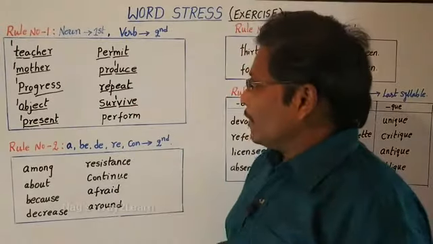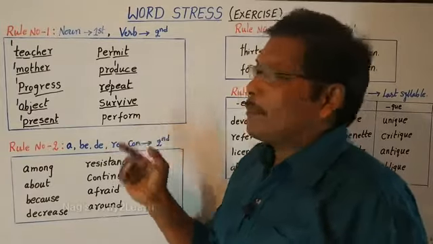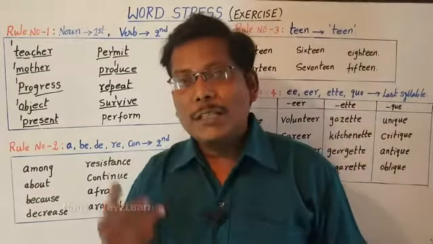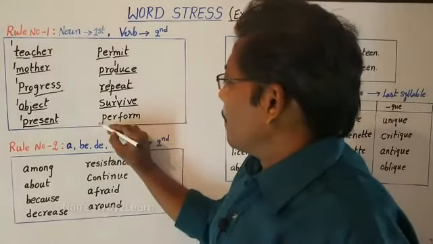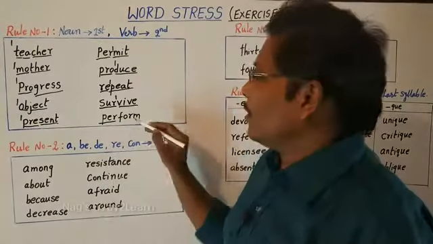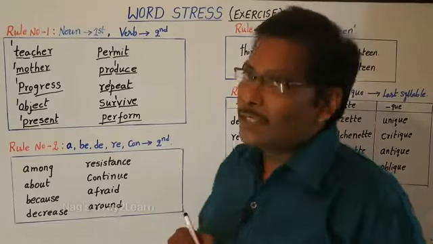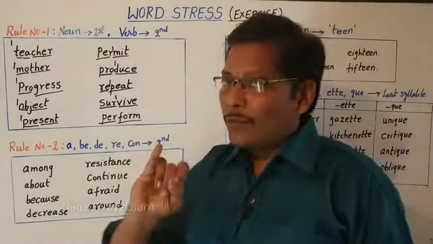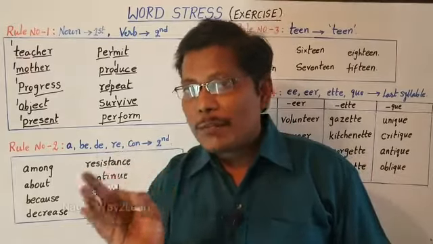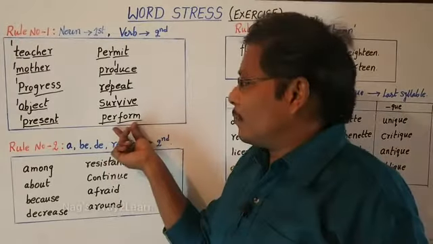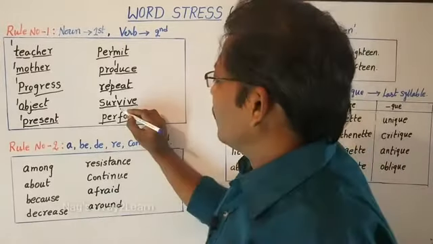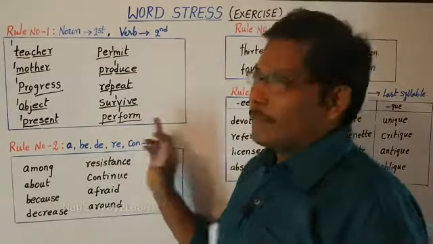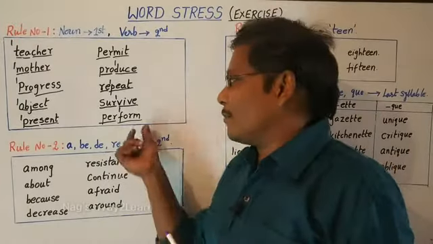Okay. Next you see this word perform. Perform. Here also per, this is the first syllable, form, this is the second syllable. So perform, performed, performed, verb forms. This is a verb, so you put the stress mark on the second syllable. Then it will be perform, like that. Perform. Okay.